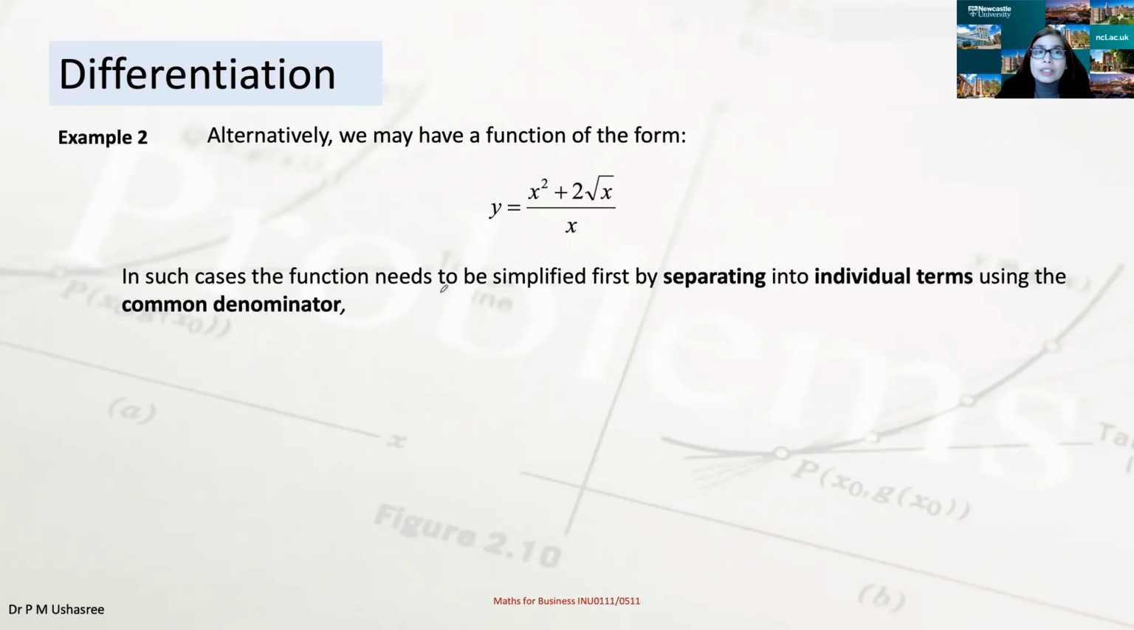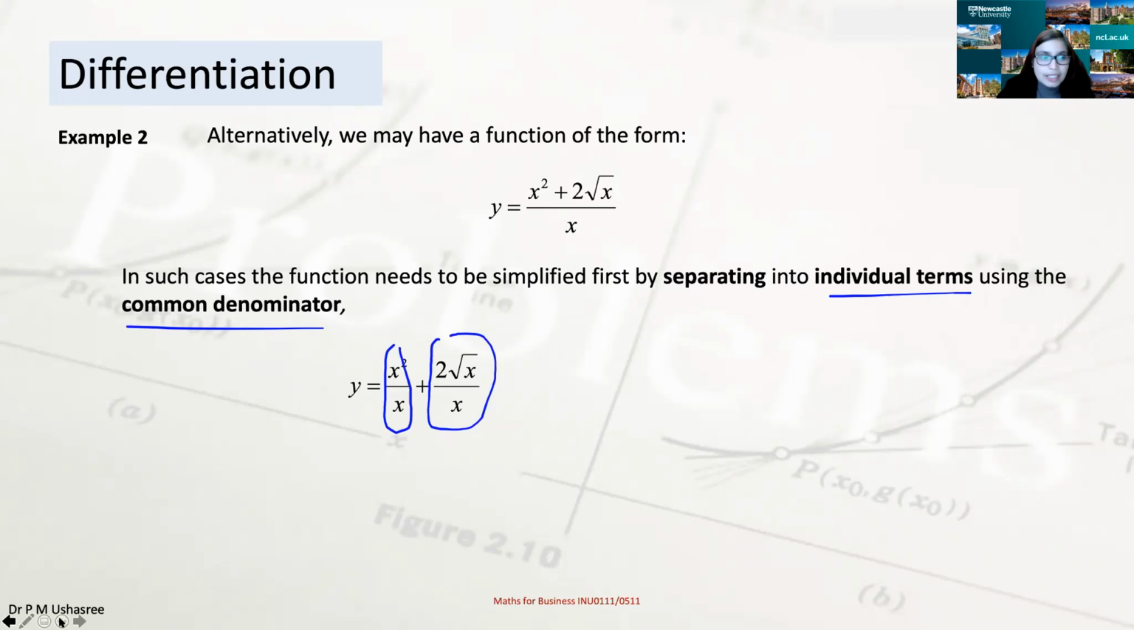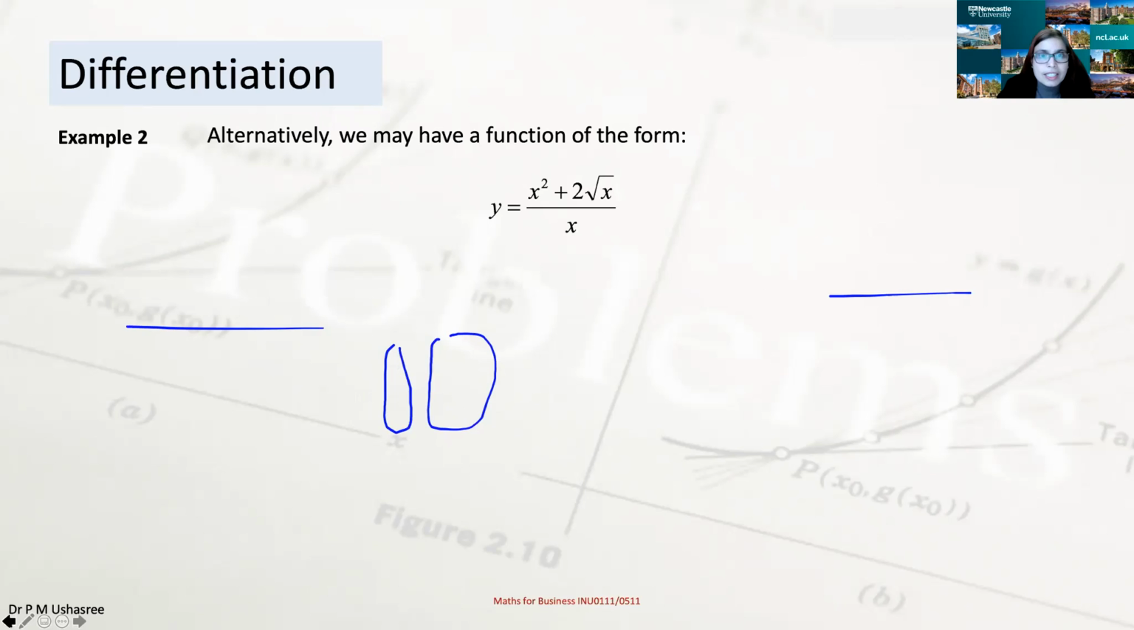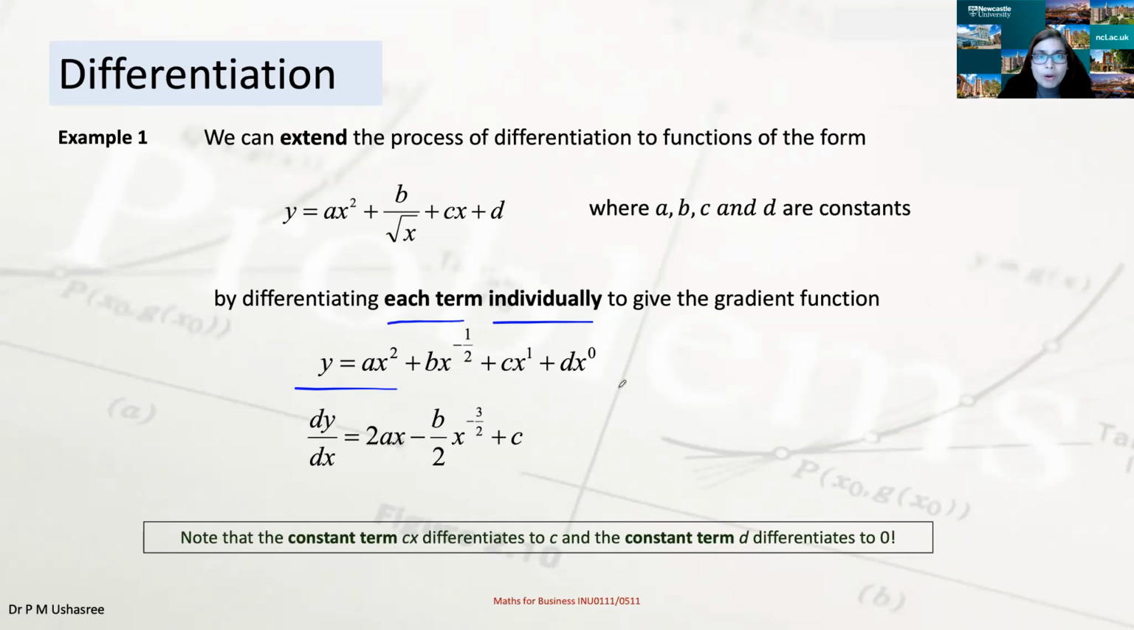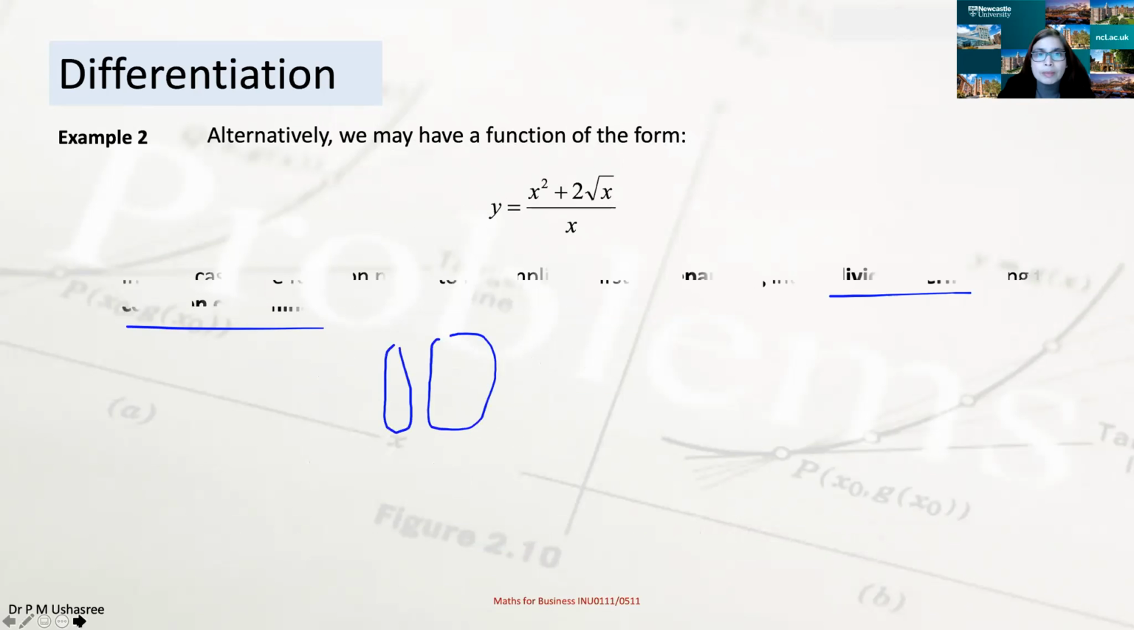What you have to do is simplify by separating it into individual terms using the common denominator, which we have done in week 3. We know how to do that. So you divide x squared by x plus 2 root x by x. So you now have individual terms: you have one term, you have a second term. Now you can differentiate, but try to bring it, as we have seen, to this form. Do not differentiate until you have brought it into this form, all x to the power of n form.